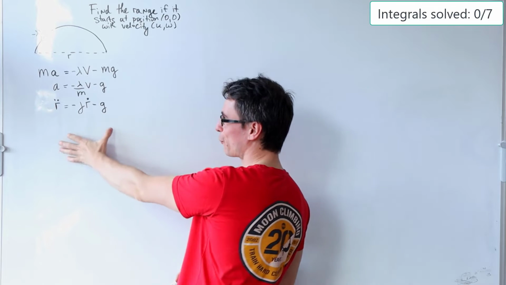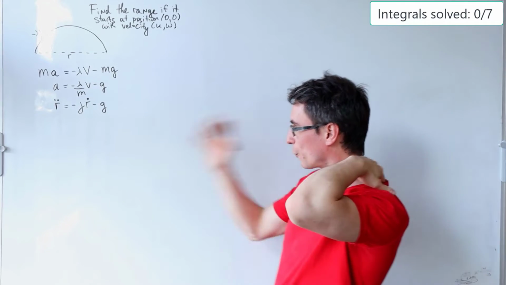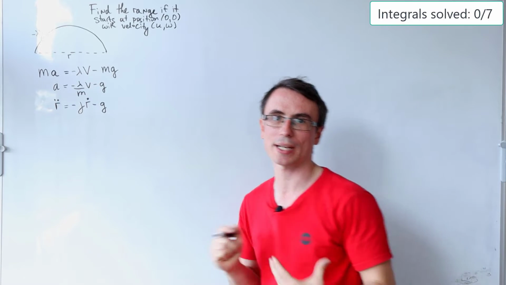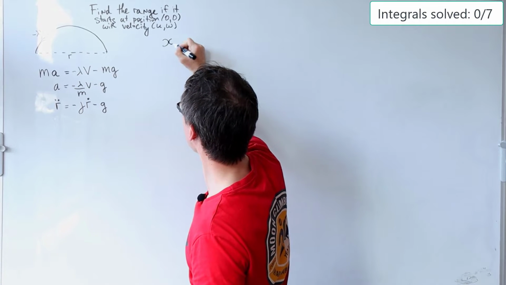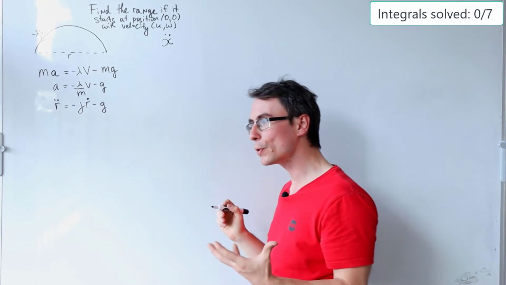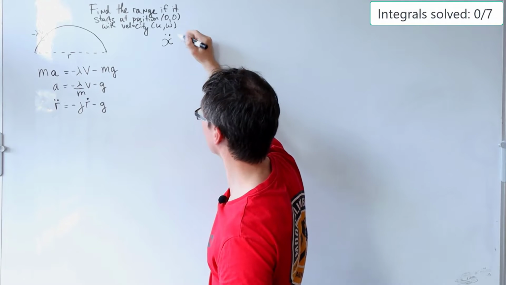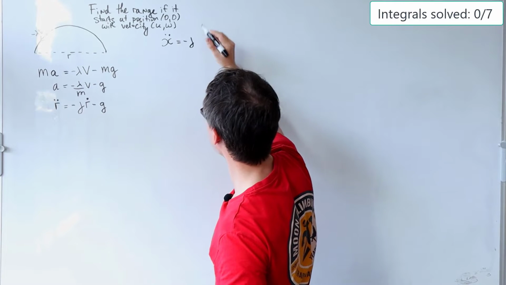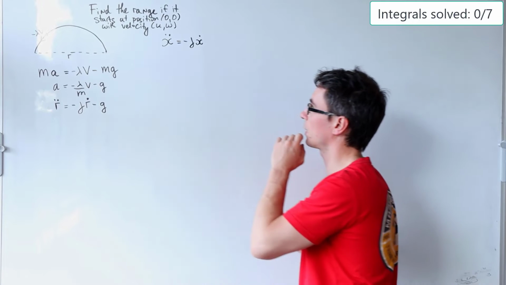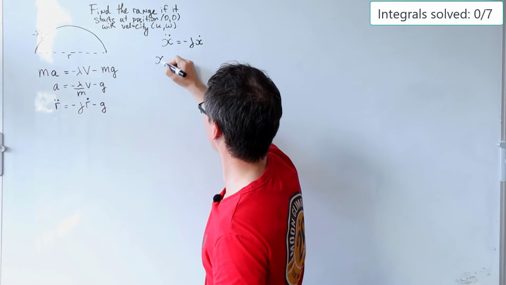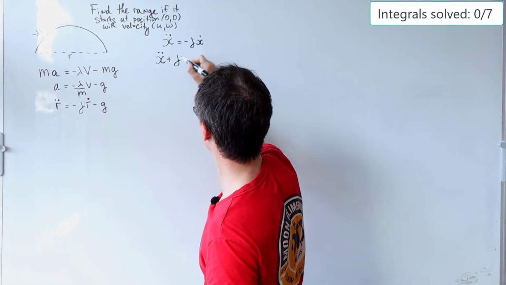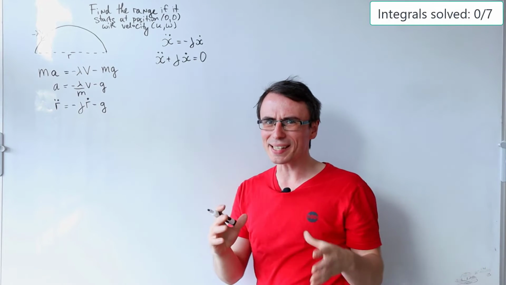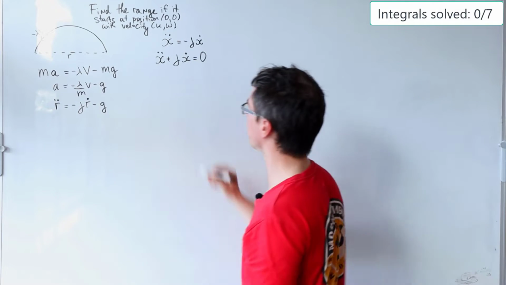And now we have an interesting differential equation to solve. The differential equation will actually be different in the x direction and in the y direction. In the x direction, we don't have gravity acting because that's purely vertical. So we can say that the second derivative of the x position will be given by minus gamma times the first derivative. In other words, we can also rewrite this as x double dot plus gamma x dot is equal to 0. And now let's integrate both sides of this equation with respect to time.